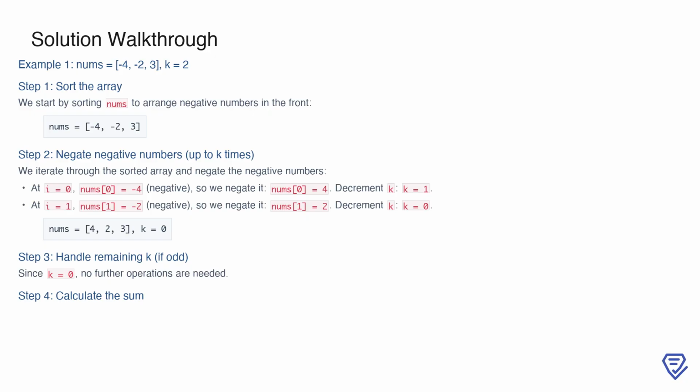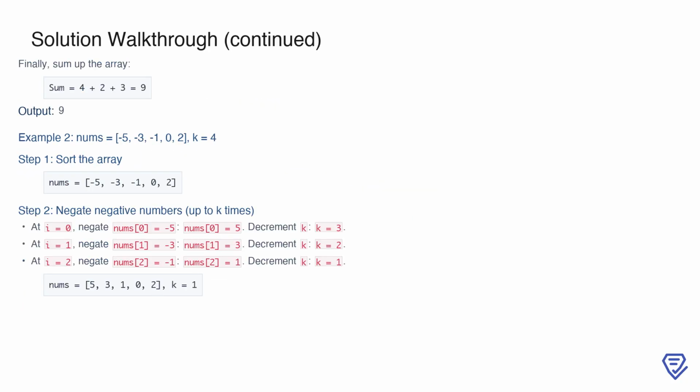Finally, we calculate the sum of the array, but we'll see that in a moment. Now, we calculate the sum of the modified array. Adding the elements together, we have 4 plus 2 plus 3, which equals 9. Therefore, the output for this example is 9.